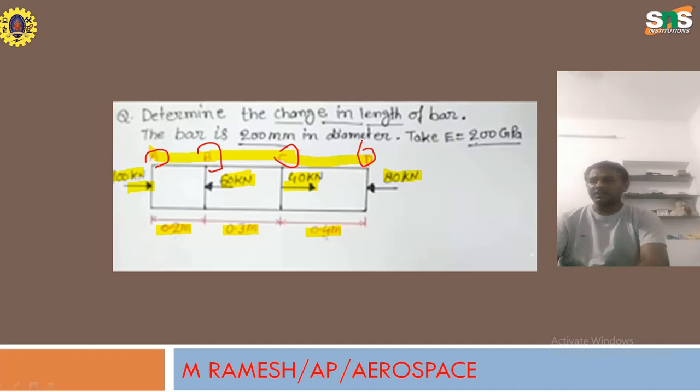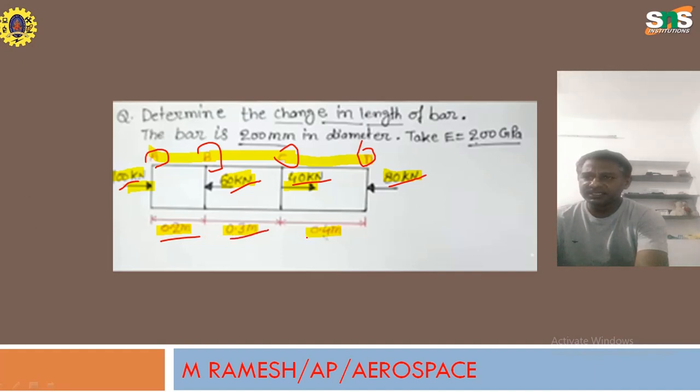As well as the loads, you have 100 kilonewton, 60 kilonewton, 40 kilonewton, 80 kilonewton at different points with different directions being given, as well as the length of the segments AB, BC, and CD. So each segment has a different length. But we know that to find the change in length, the mathematical expression is PL by AE, which is derived from Hooke's law. That is the formula we are going to use.